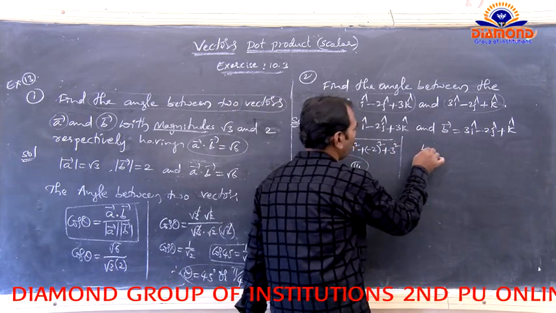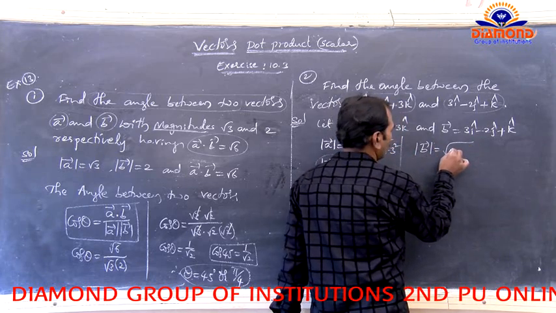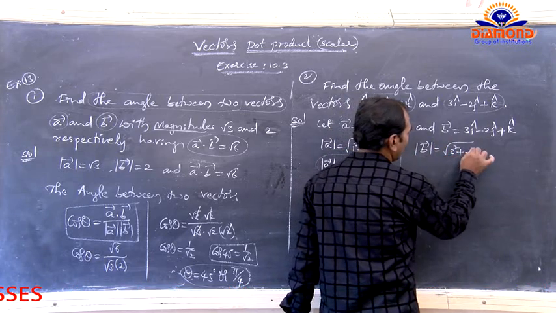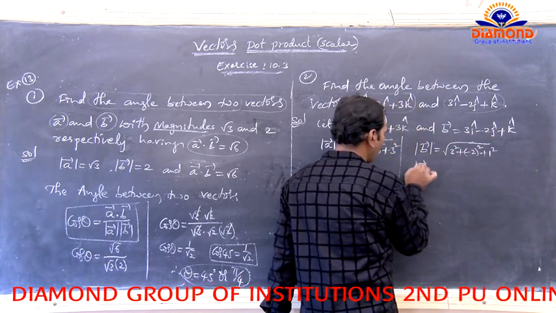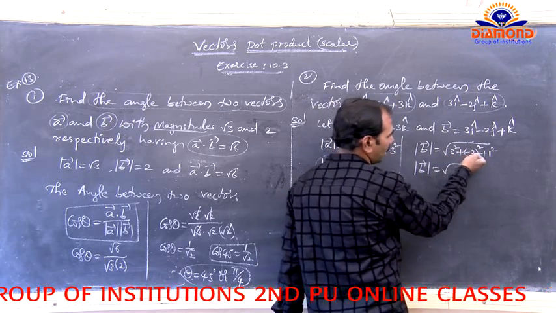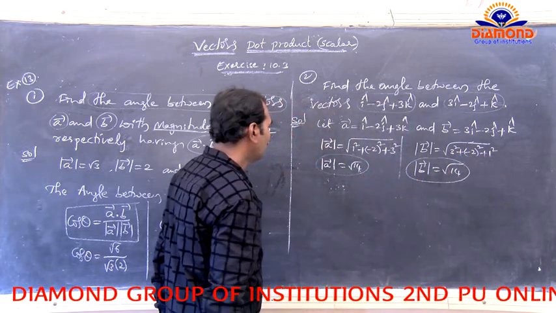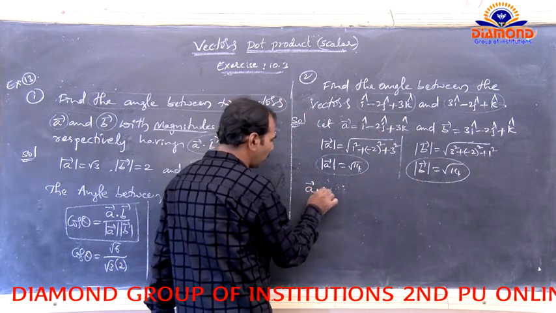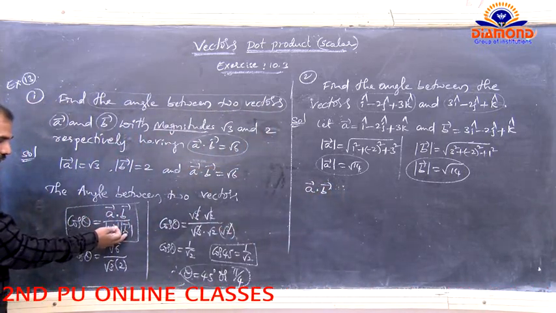So the magnitude of B is equal to the square root of 3 square plus minus 2 square plus 1 square. Magnitude of B equals the square root of 9 plus 4, 13, plus 1, root 14. That gives the magnitude of A and the magnitude of B. Then A vector dot B vector means the dot product in the formula. These two values are okay.